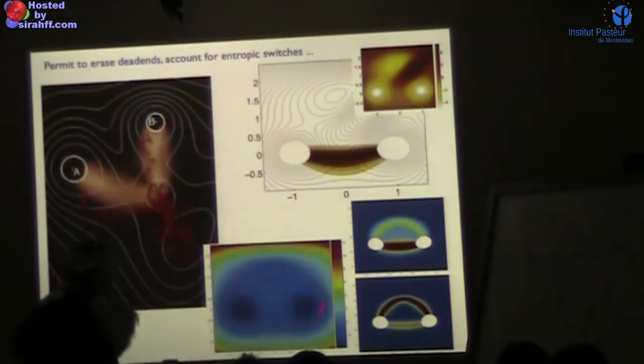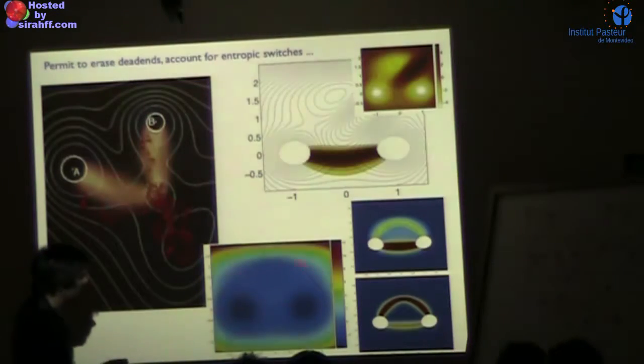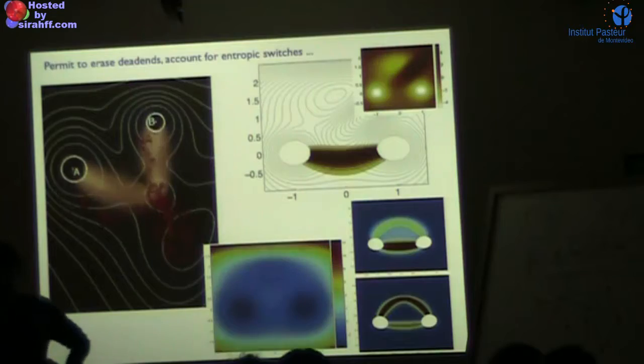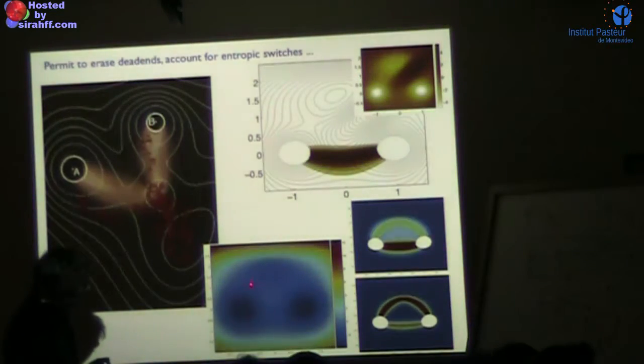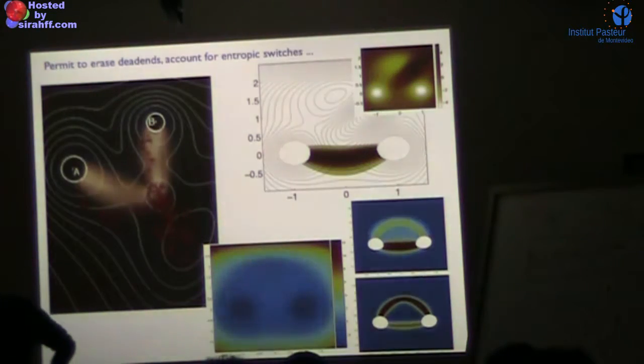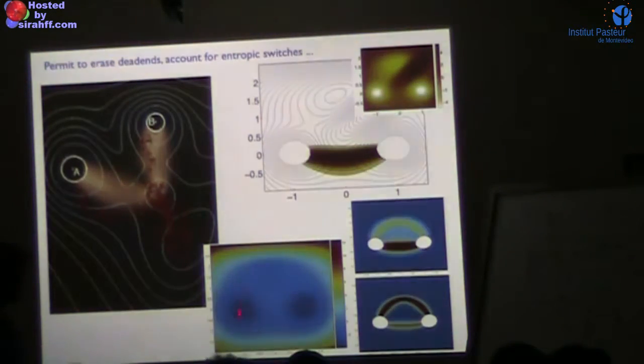This example was already used by people doing max flux, by McCammon, I think, or Straub, I don't remember. It's a triple well potential, deep minimum, and an intermediary one. And it has the following property. This saddle point here has a lower energy than this one. So that means that at very low temperature, the system will go through this channel because this is where the global barrier is the lowest.